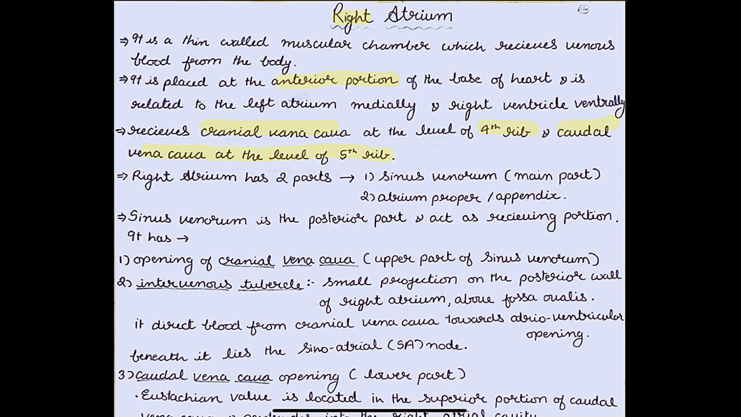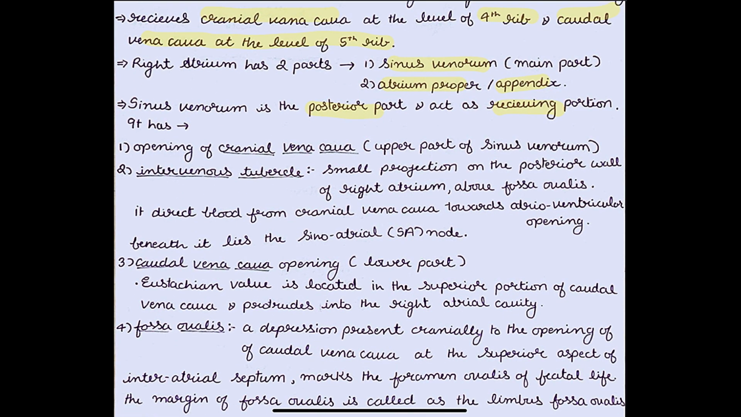Then it has 2 parts: sinus minorum, which is the main part, and then the atrium proper, which is also called the appendix. So the appendix is the muscular portion, and sinus minorum is just a thin-walled pouch which will receive the blood. Sinus minorum is placed posteriorly and it acts as the receiving portion, as I just said. And it has the following openings. The names of the openings are very, very important. Whenever a question comes in your exams to describe the internal anatomy of the right atrium, you have to mention the openings, and make sure that you mention all the openings.